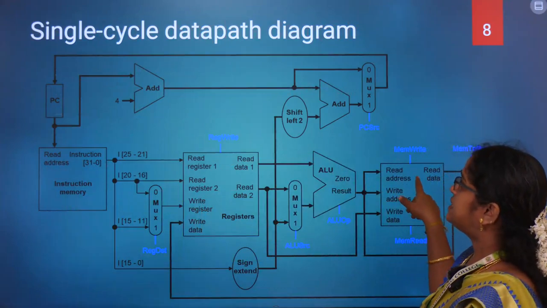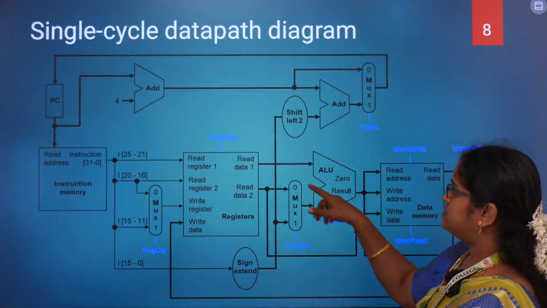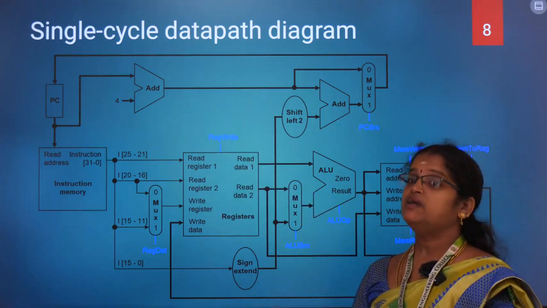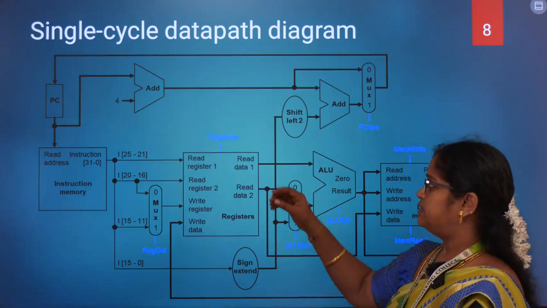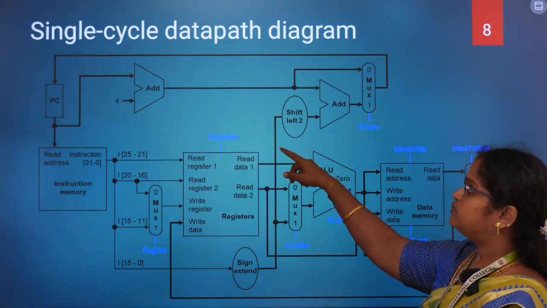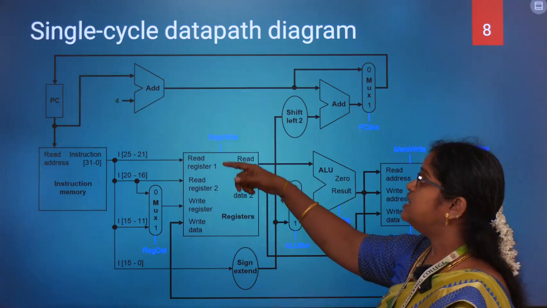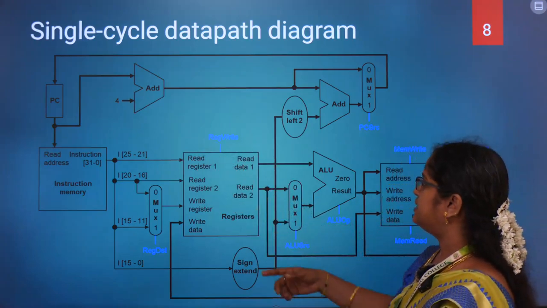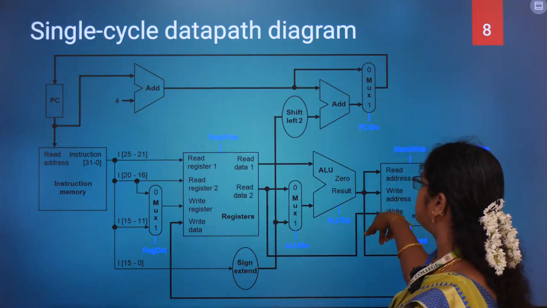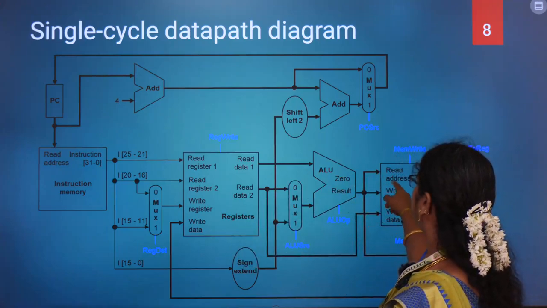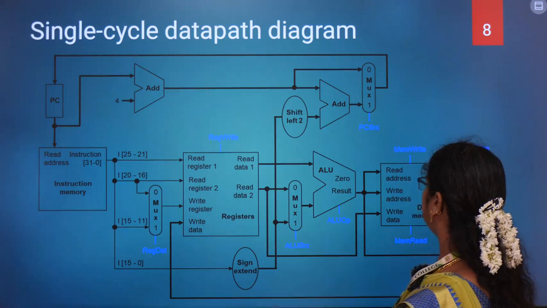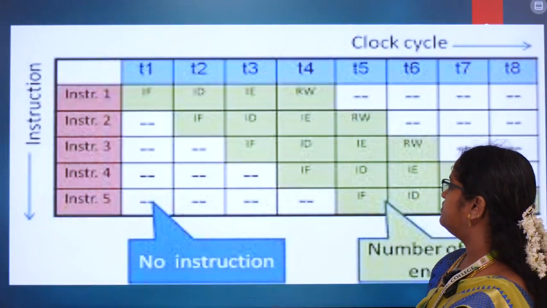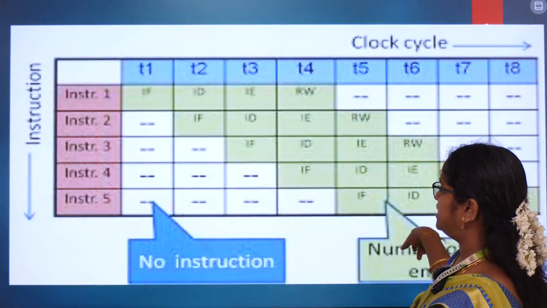This is the single cycle data path diagram. The PC, the program counter, always points to the address of the next instruction. With the help of the program counter, we get the instructions one by one, and the instructions are executed in this part. Finally we get the result in multiplexer B. So this is for the 4-stage pipelining concept.